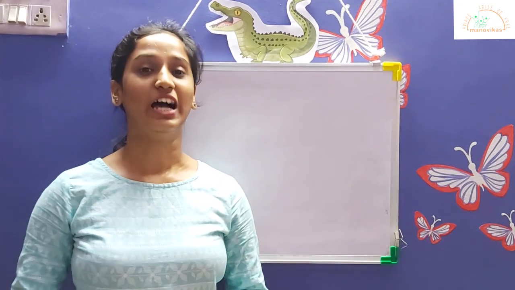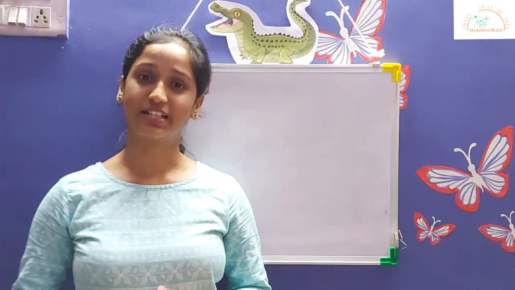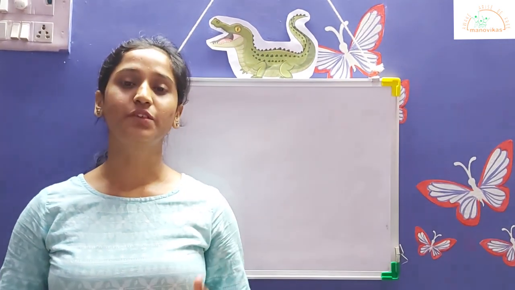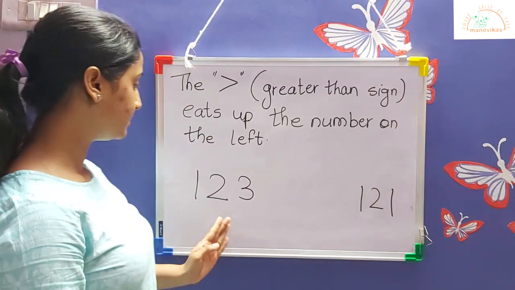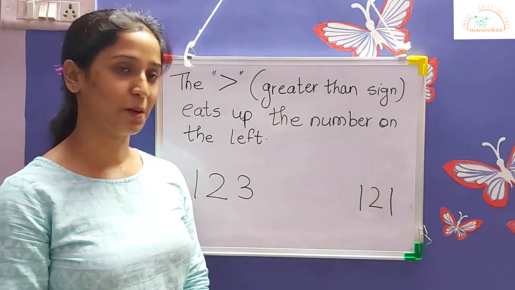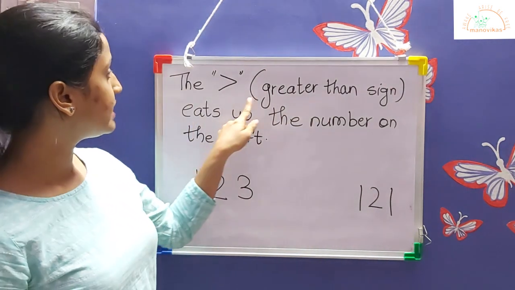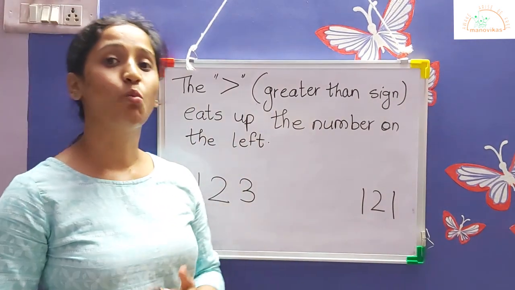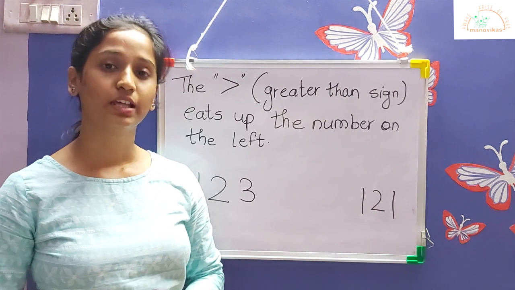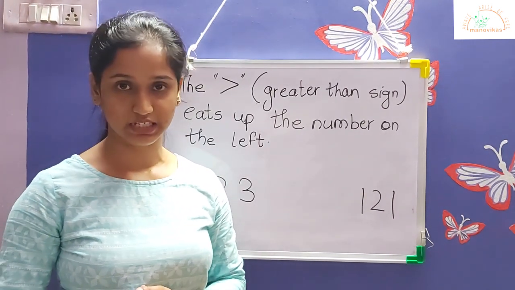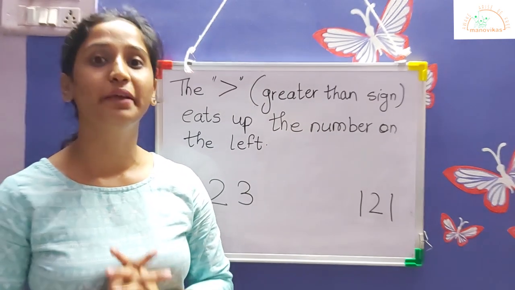So students, how was the video? Did you understand now how to compare numbers? Yes. So now we'll move on to 3-digit numbers. So students, here there are two numbers which are given. So let us read the statement now. The greater than sign eats up the number on the left. Now what did you all watch in the video? The video says that the alligator, the evil alligator, eats up only the bigger number.